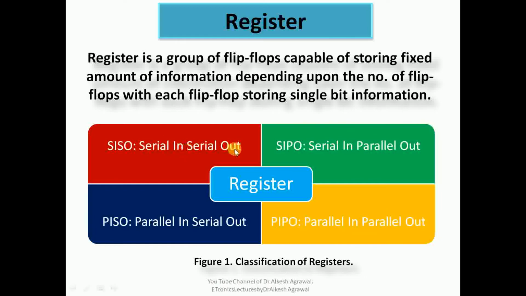In serial in, serial out, the information is serially written into the flip-flops and serially read out. In serial in, parallel out, the information is written serially in and read out in parallel. In parallel in, serial out, the information is written into the flip-flops or registers in parallel and read out serially. And in parallel in, parallel out, the information is written in parallel and read out in parallel too.